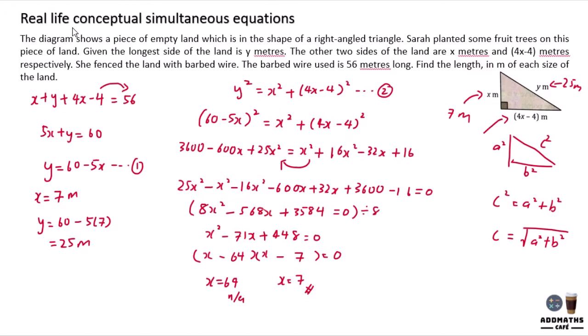And how about this side? This side I will use 4x minus 4. So your x is 7. Substitute your 7 into the x. 28 minus 4 will give you 24. So you know that this is 24 meters. Alright, so you just write it down in one line. The length of each side will be 7 meters, 24 meters, and 25 meters at the hypotenuse. So this is the answer.